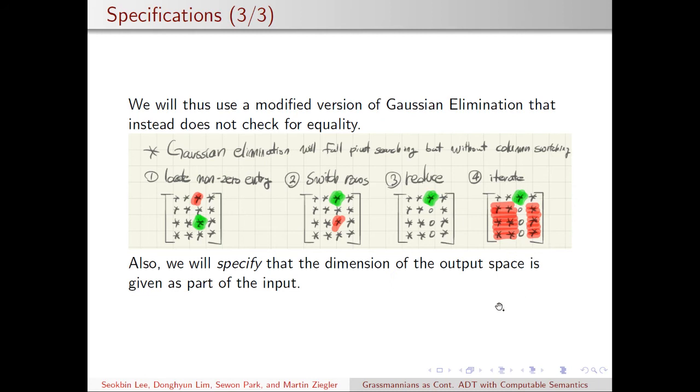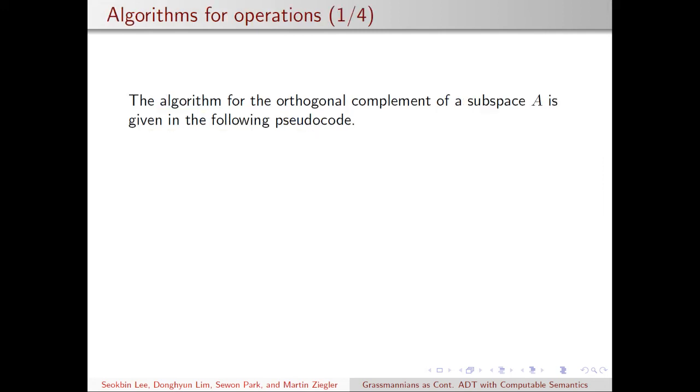One thing we need to specify is that the dimension of the output space is given as part of the input for the operation. So, for example, if we're trying to compute the meet of two Grassmannians, we also want to specify what the dimension of the output space will be. This is part of the specification that we will demand in order to give an algorithm for this. So let's get right into the operations.